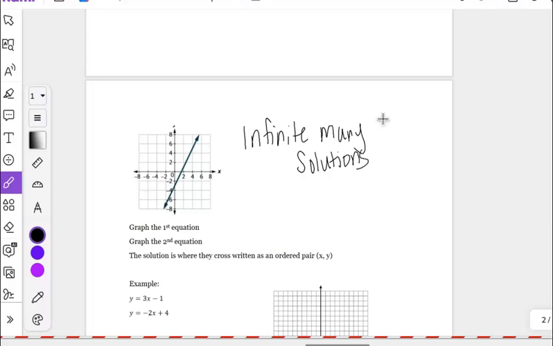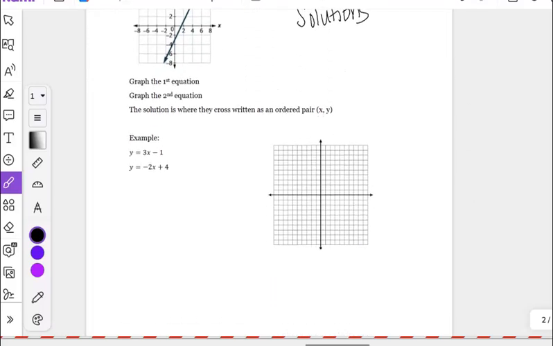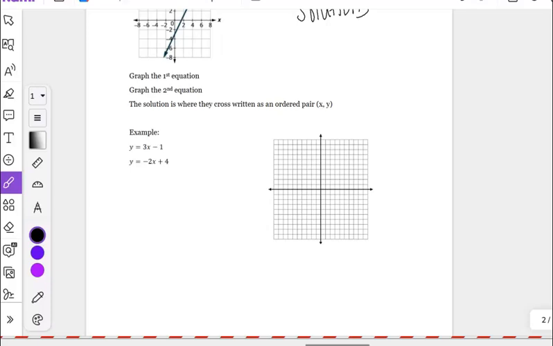It just looks like one line, but that would just mean that it's the same line. It's two different equations, but the same line. So here are the steps to manually find the solution of a system of equations by graphing.